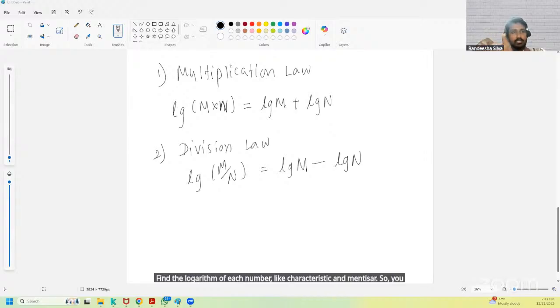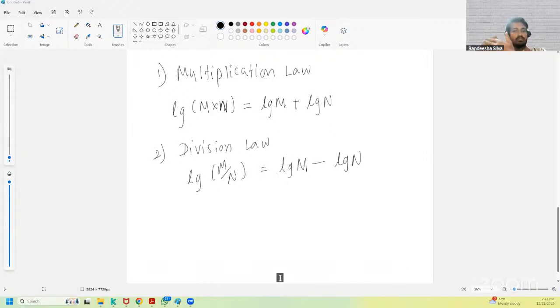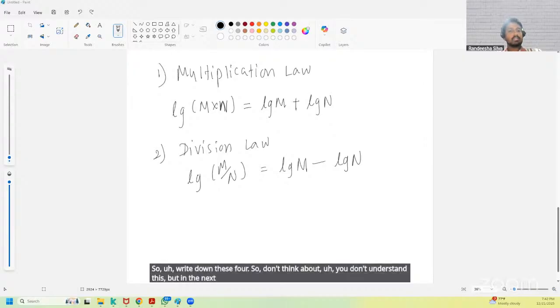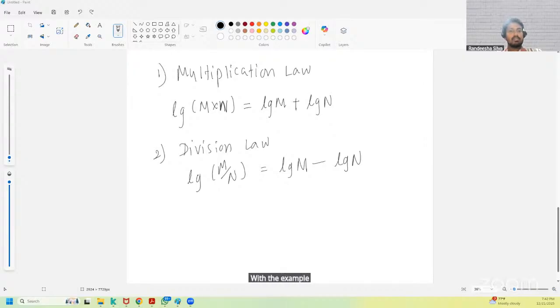So you won't get this when I'm telling it, but I wanted to show these steps. Then you have to perform the addition for multiplication or subtraction for division. Then you have to find the anti-logarithm of your result to get the final answer. So write down these four. Don't worry if you don't understand this yet, in the next step with the example, you will get it. So write down the four main steps of this process as a subtopic, and write down as I'm saying.